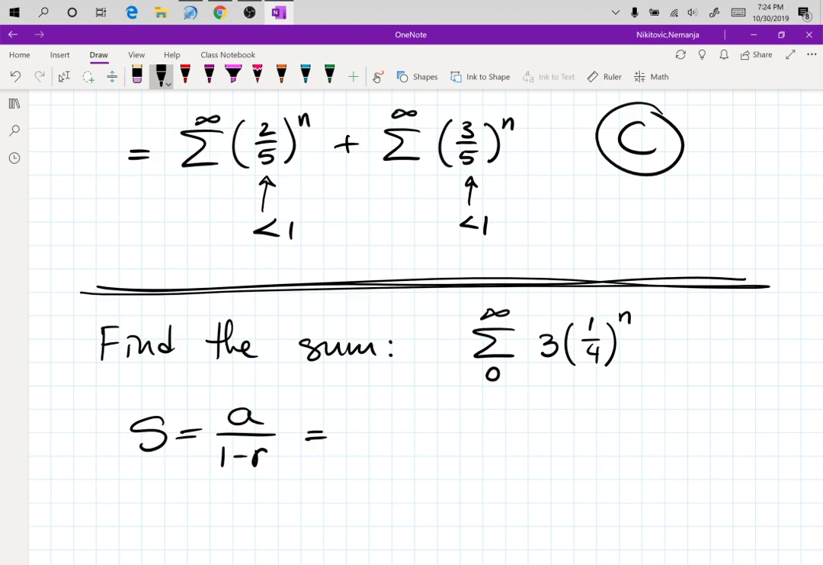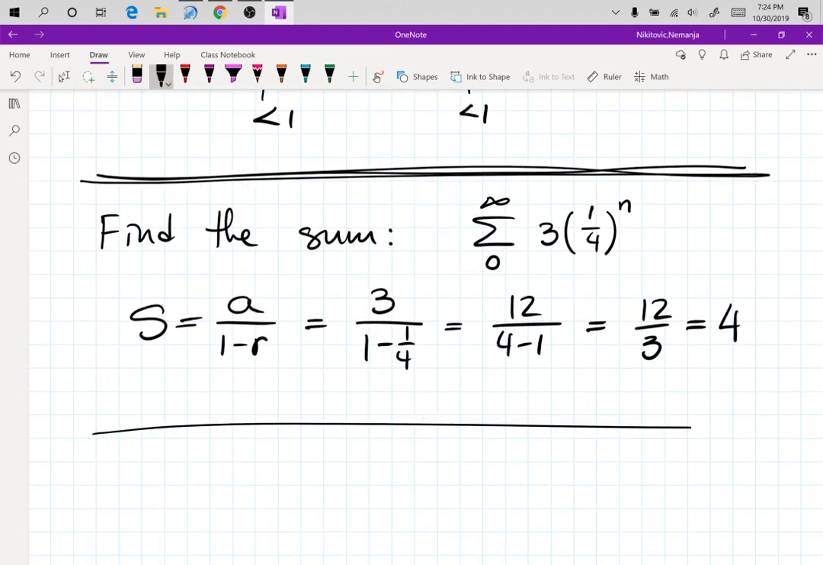A is 3. 1 minus R is 1 over 4. Excellent. Multiply by 4 everywhere to kill the double fraction. 12 divided by 4 minus 1, which is 12 divided by 3, which is 4. This series adds to 4. Infinitely many numbers that we get to add, between 0 and infinity, add to 4. Awesome.